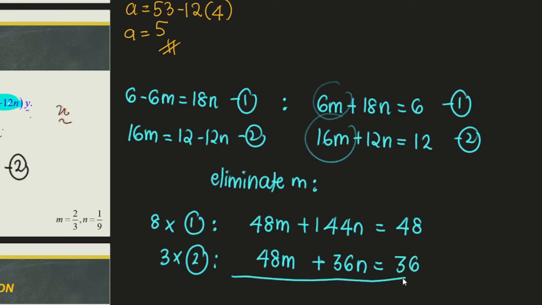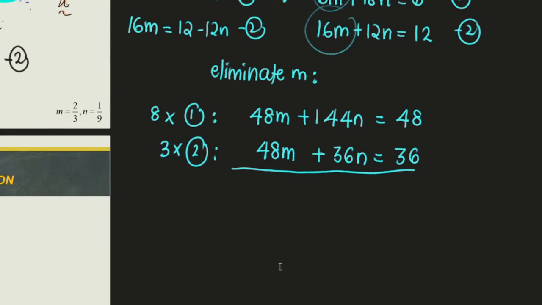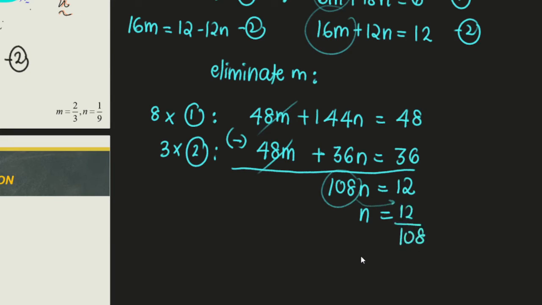Now when we solve, let's see. This one is going to be minus. So 48 minus 48, no more already. 144 minus 36 is 108N. 48 minus 36 is 12. When you move this over, it's divide. So 12 over 108, and we will get 1 over 9.